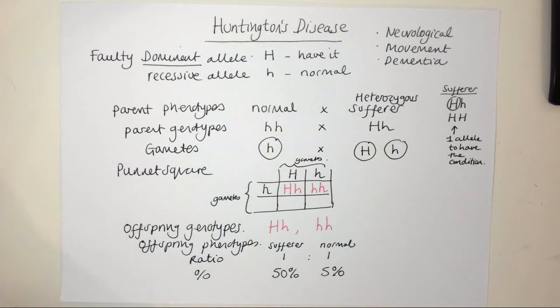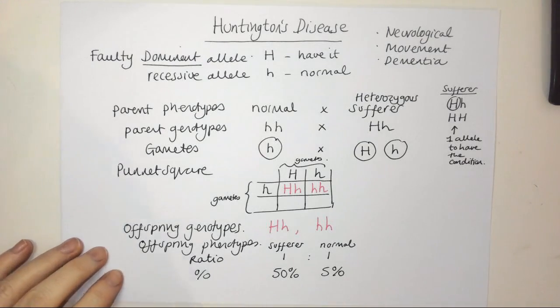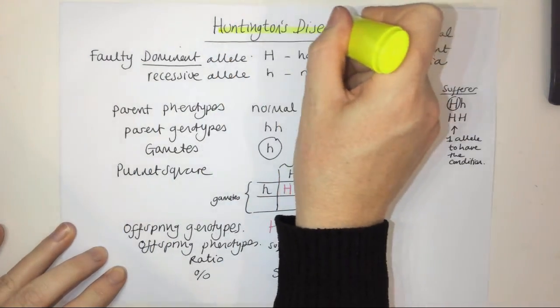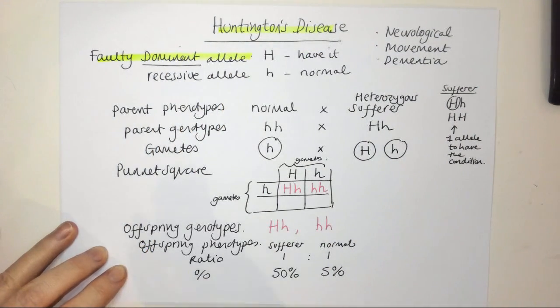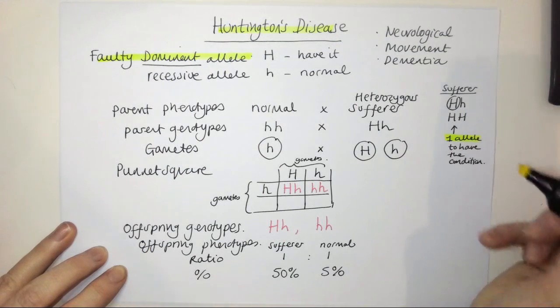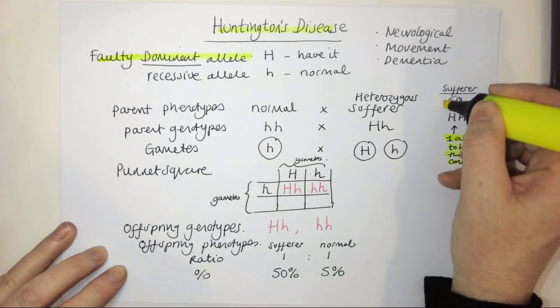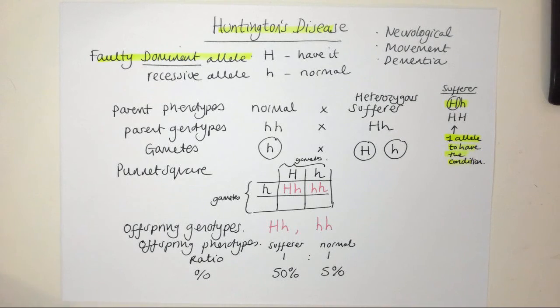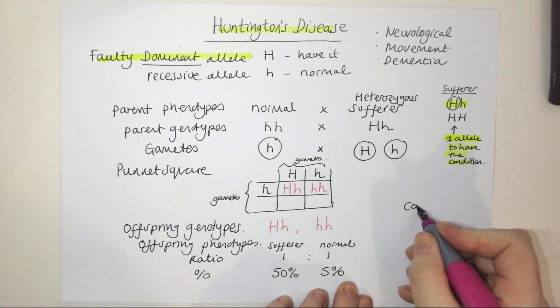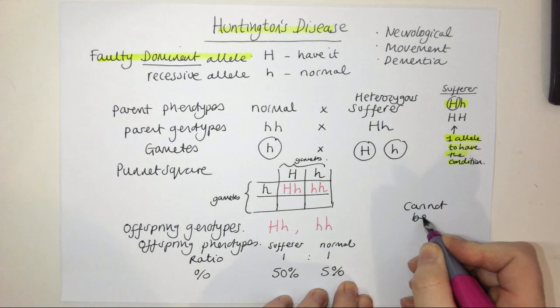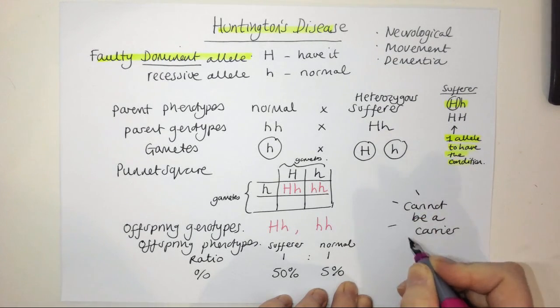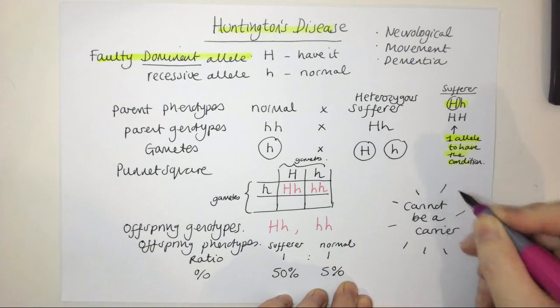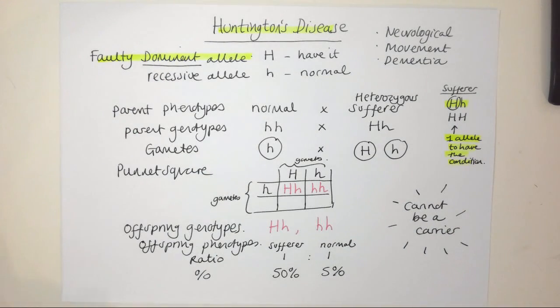So that's the difference compared to the previous piece of work that I did. Remember, Huntington's disease is an example of a faulty dominant allele, and it means you only have to have one of the faulty alleles to have the condition. That's this one here. And the key thing is you cannot be a carrier in this case, when it's caused by the faulty dominant allele.